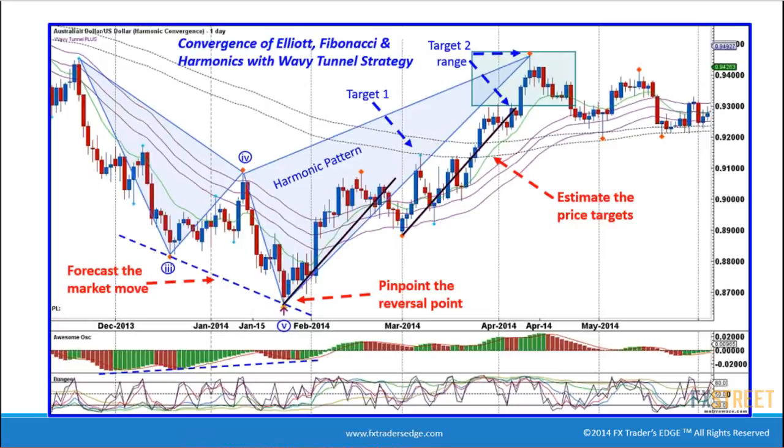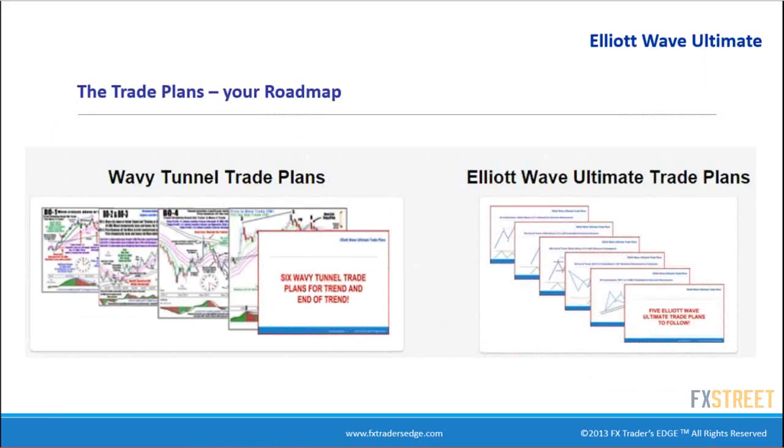So what you're looking at here is our strategy, including Elliott, Fibonacci, harmonics, and some indicators. And we have trade plans for each. We have wavy tunnel trade plans. We have 6 different trades. Our 4 trend trades, our 2 end of trend trades. We learned about those in our talk about market cycles. You heard Juan talk about finding the end of the move and market reversals. So we have our trade plans for that.